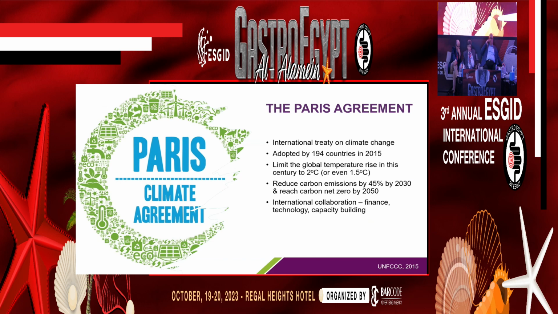The Paris Agreement was a major step forward in the human history of environmentalism. Signed in the year 2015, it was an international treaty on climate change adopted by over 190 countries, including Egypt. The primary goal was to limit the global temperature rise in this century to 2 degrees Celsius and if possible to less than 1.5 degrees Celsius.